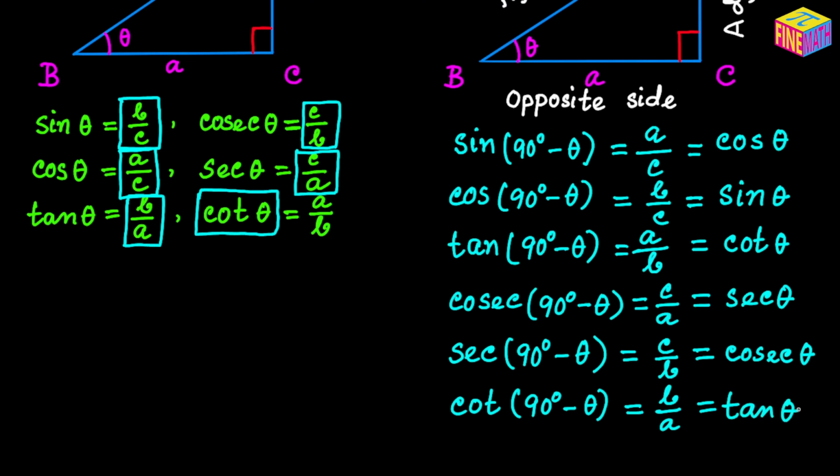So it's kind of interesting, right? You see the trigonometric ratios of the complementary angle. 90 degree minus theta is the complementary angle that we are talking about. So you see that sine 90 degree minus theta is the same as cos theta. Cos 90 degree minus theta is the same as sin theta. Tan 90 degree minus theta is the same as cot theta. Cosec 90 degree minus theta is the same as sec theta. Sec 90 degree minus theta is the same as cosec theta. And cot 90 degree minus theta is the same as tan theta.